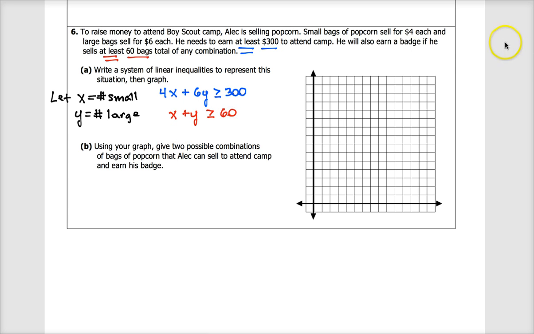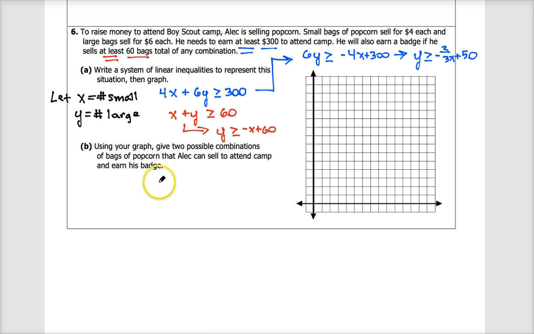Okay, so we're going to graph the system now, putting these in slope-intercept form. So 4x plus 6y is greater than or equal to 300. That's going to be 6y is greater than or equal to negative 4x plus 300. And dividing everything by 6, we get y is greater than or equal to negative 2/3 x plus 50. And the second inequality, we just have to subtract x from both sides, and we get y is greater than or equal to negative x plus 60.